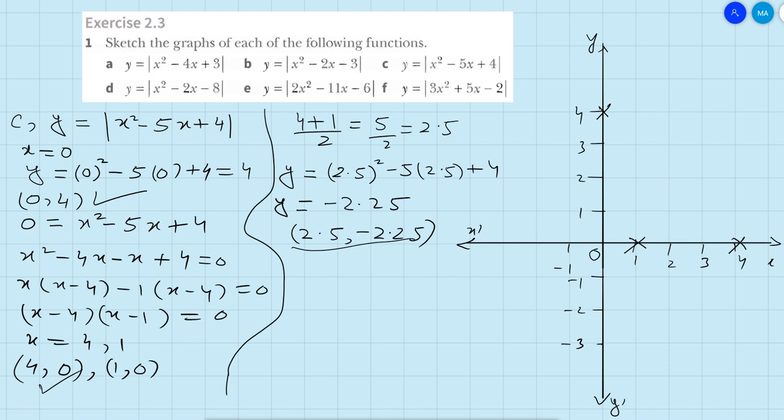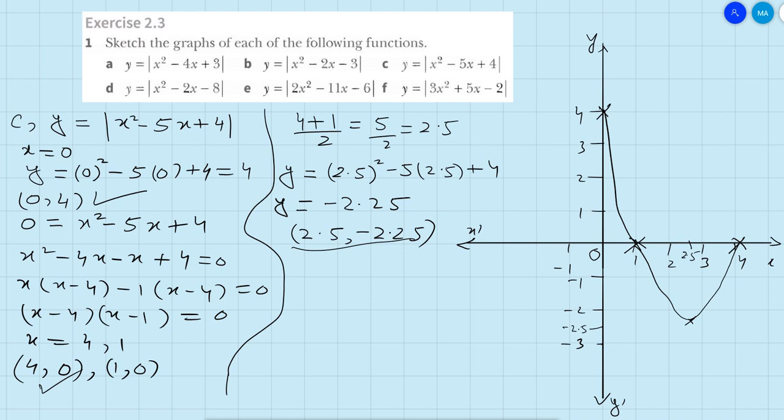So 2.5 is just between 2 and 3, and for minus 2.25, if this one is minus 2, this one is minus 3, so this should be minus 2.5, and between minus 2 and minus 2.5 is minus 2.25. Now join all these 4 points.